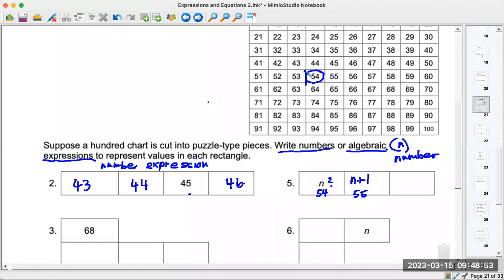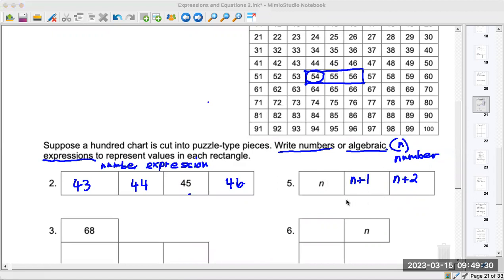So I'm cutting out this puzzle piece, 3 pieces. 1, 2, 3. And I'm writing these numbers in terms of N. This one would be number 56, and that means N, which is my beginning number, plus 2. 54 plus 2 is 56. These are the expressions you need. You don't need the numbers. You can pick any number. I picked 54 to get me started.